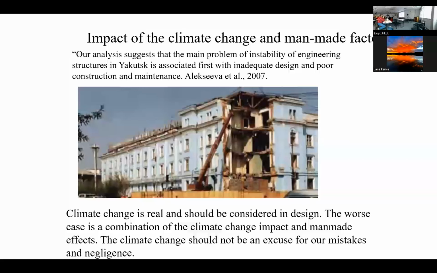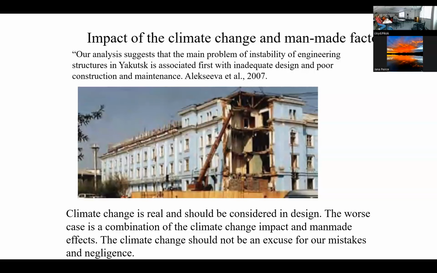So far, from my point of view and that of some of my colleagues, we should consider the impact of climate change and man-made factors. And so far, it looks like man-made factors prevail over climate change. Of course, climate change is real. It should be considered in design. And the worst case is a combination of climate change impact and man-made effect. Climate change should not be an excuse for our mistakes and negligence.